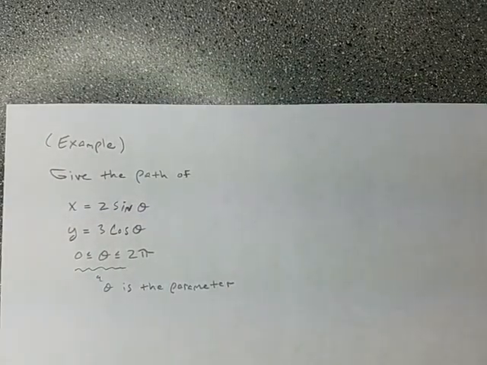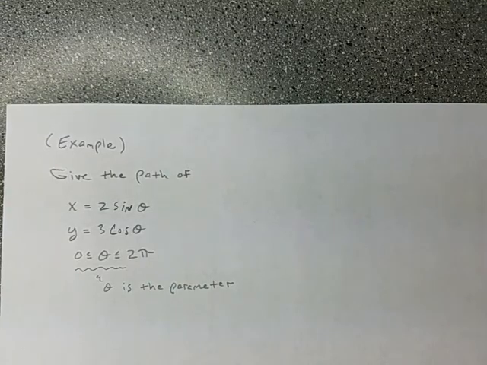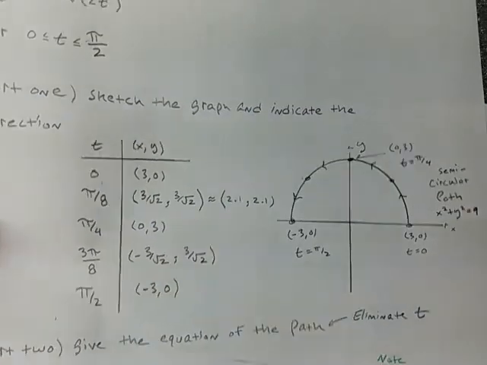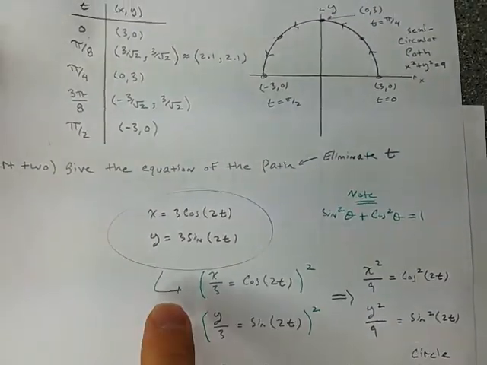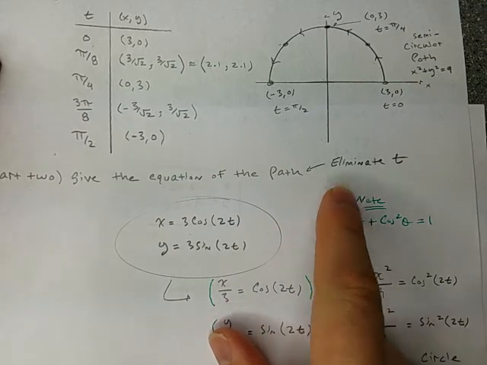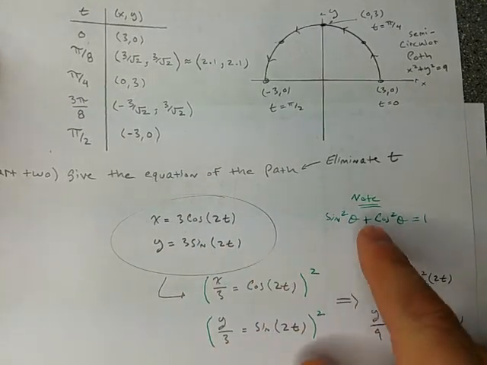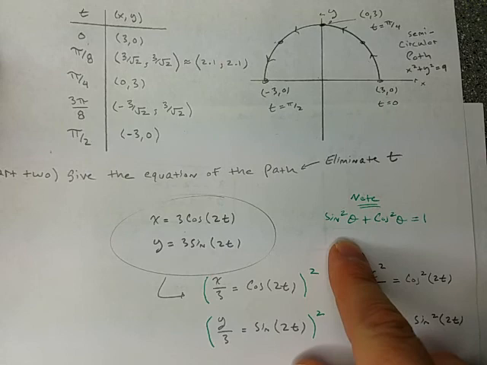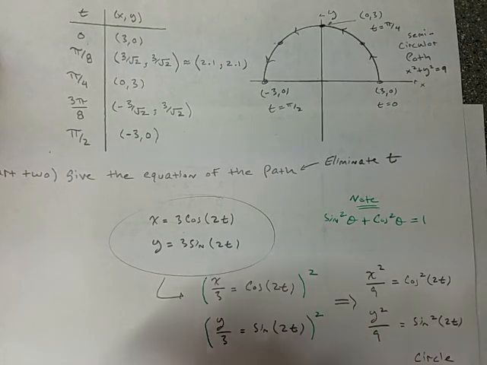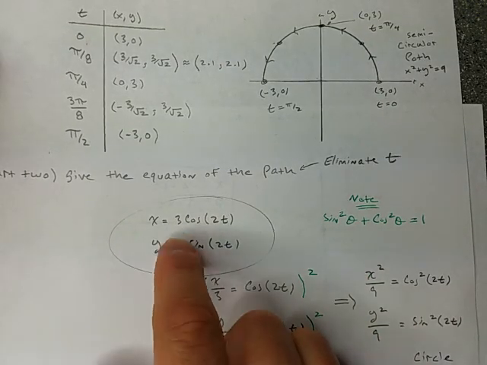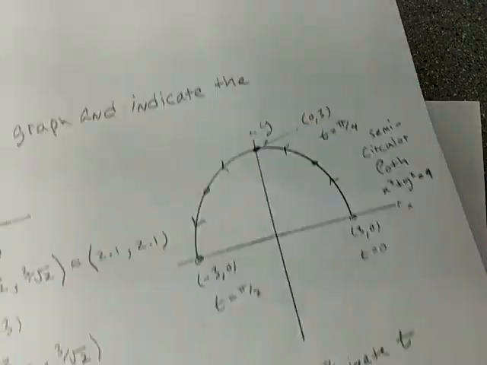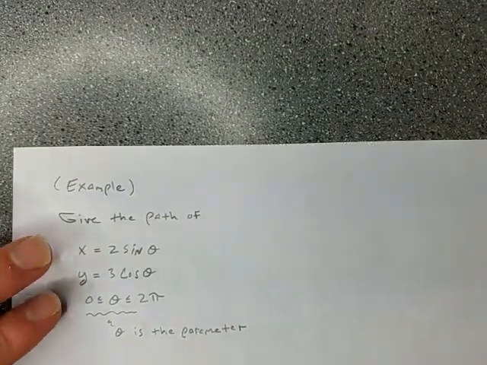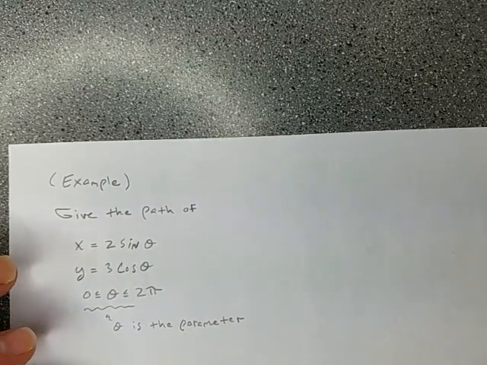Now, there is another one that I did, remember this one? This looks kind of like this one, where I said that in order to give the path, in order to eliminate t, probably this identity would become necessary. Because I've got x and y independently in terms of sine and cosine, this would bring them together. So I think that same identity is going to be useful in this one.